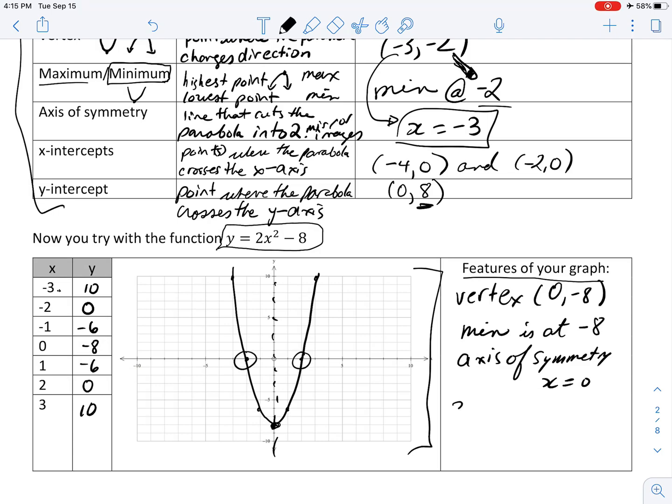X-intercepts are there and there. And my y-intercept is down here where the vertex is as well. They overlap in this case. It's the same point. So I hope you were able to find those features for that parabola.